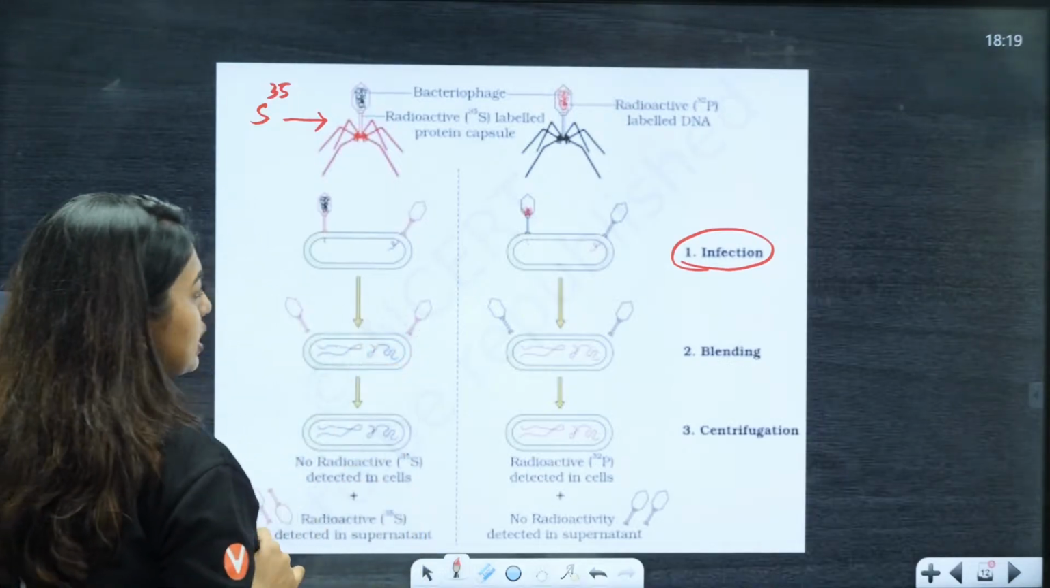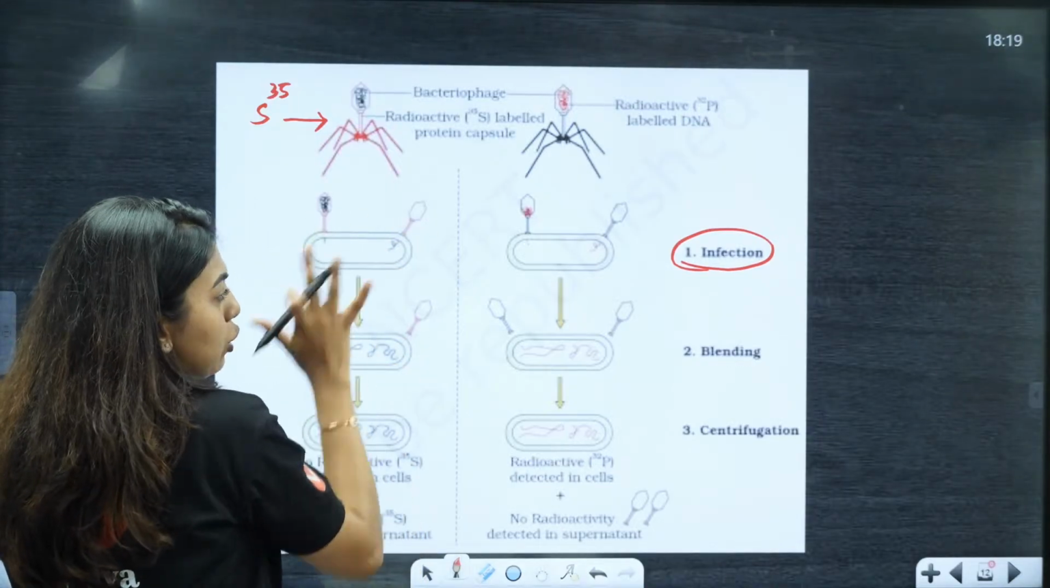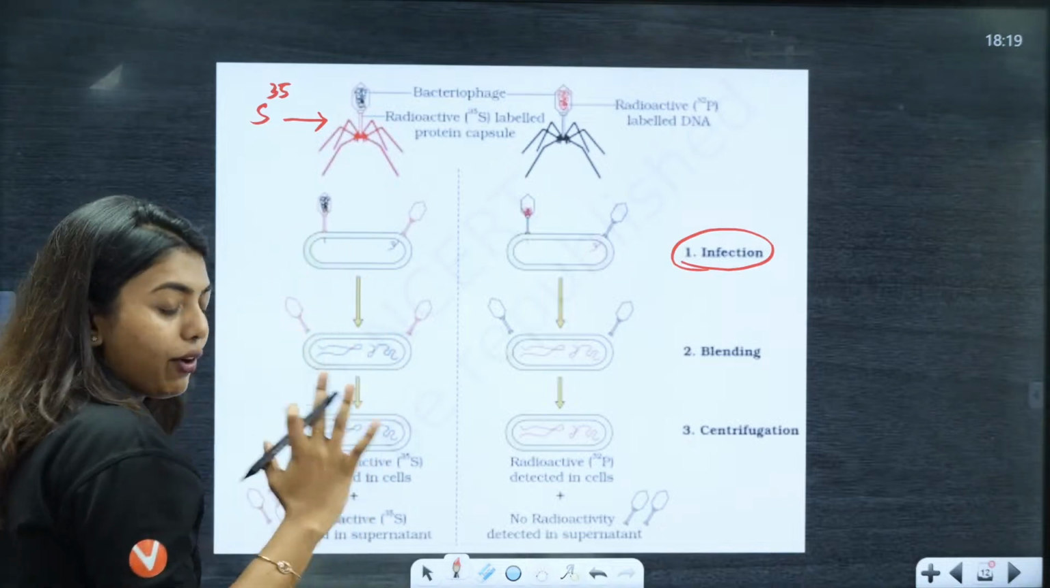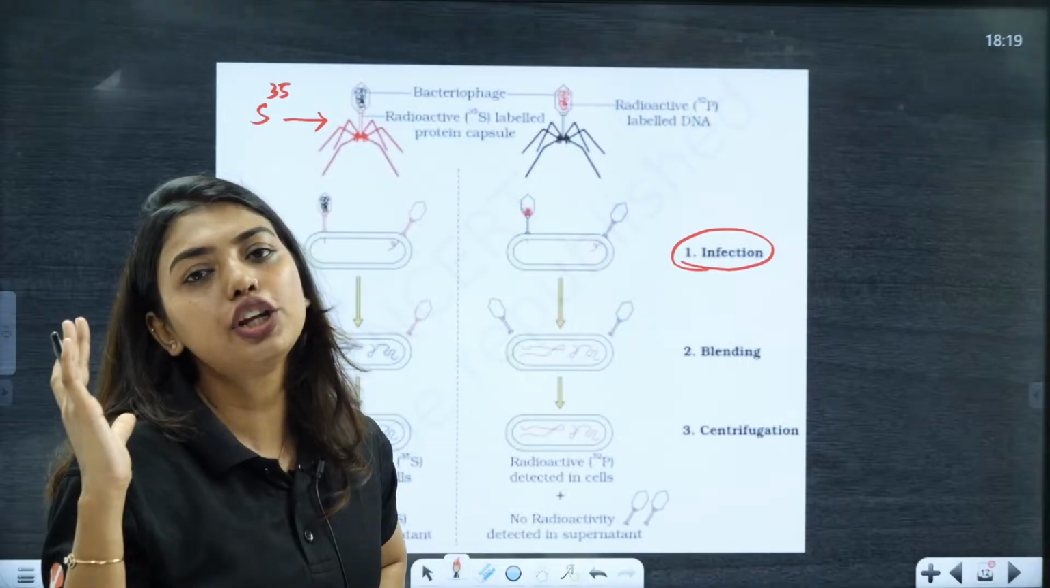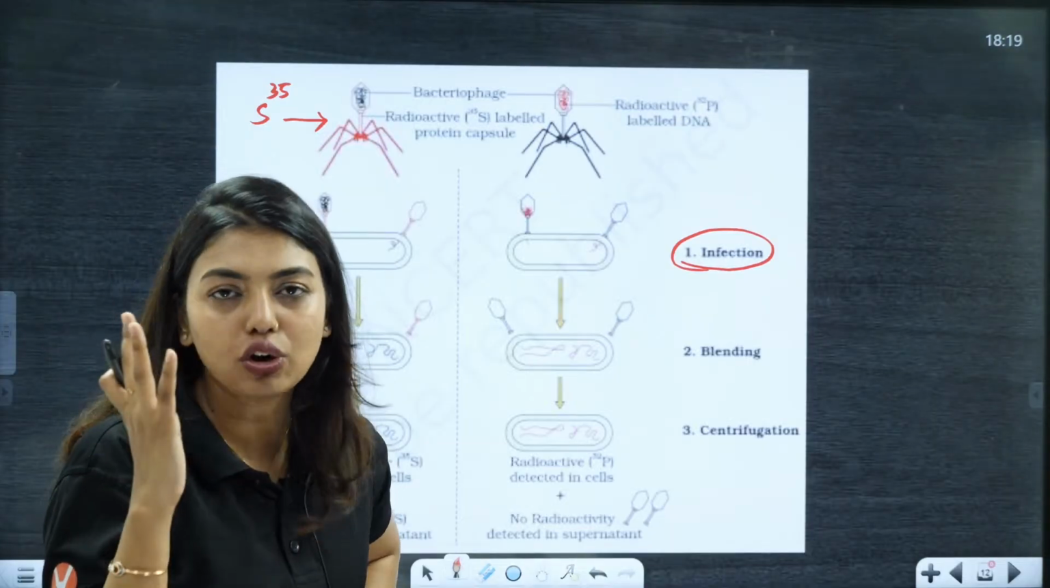Now, second step, what is happening, students? After the E. coli gets infected, what is the job of the virus? The virus will release the genetic material into the host. That is their main job.